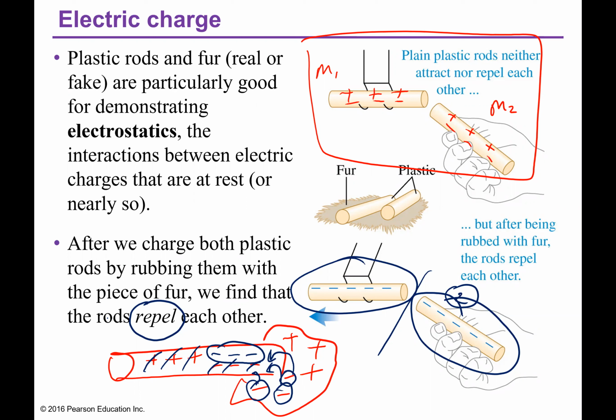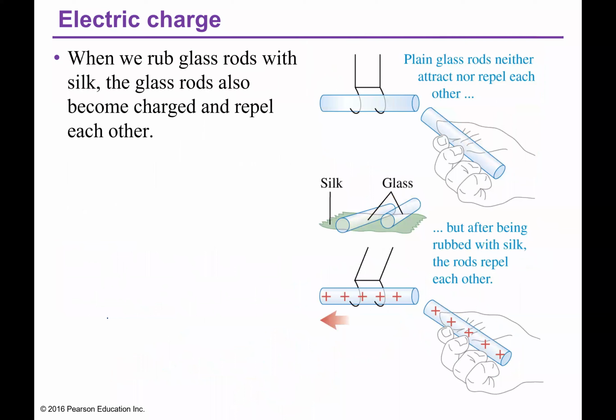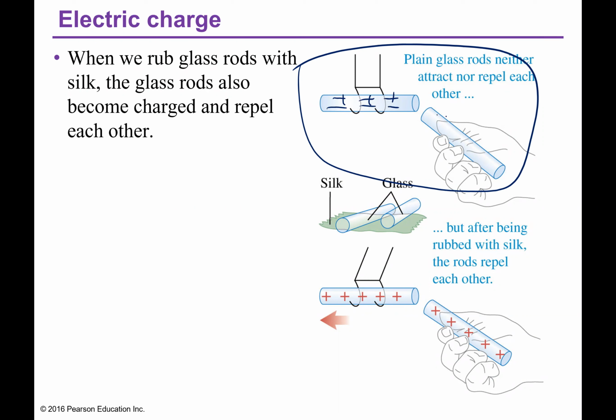Okay. Now, let's do another experiment, this time with the glass rod. We start again with two neutral glass rods. Remember, neutral means that they have an equal amount of stuff: plus, plus, plus, minus, minus, minus. So here I'm drawing an equal amount. They're neutral, so they have no electric interaction.